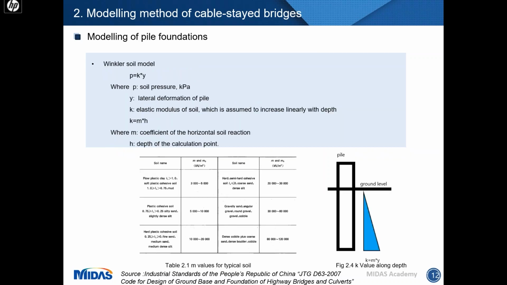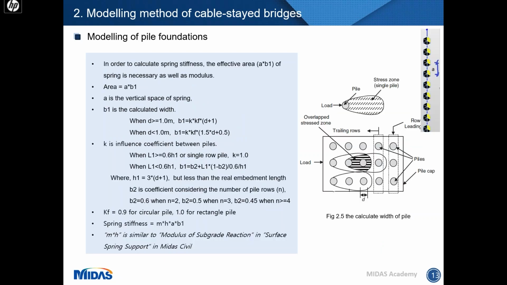For the soil modulus, the soil is quite complicated, but one acceptable assumption is the Winkler soil model. It assumes the soil pressure is linear to the lateral deformation of the pile, and the elastic modulus is linear to the depth. For the soil area, we can assume it is a rectangle, and the rectangle height is the point spring spacing, which is shown as A in figure 2.5.